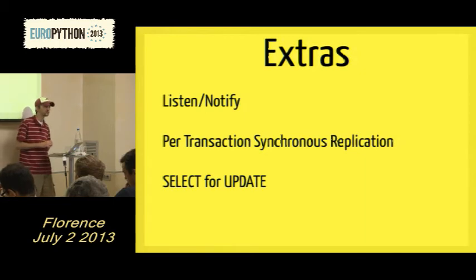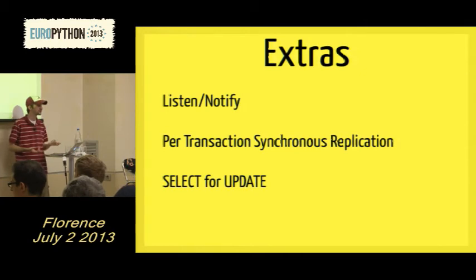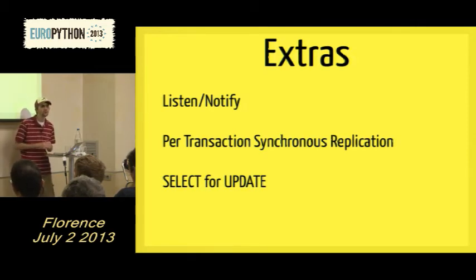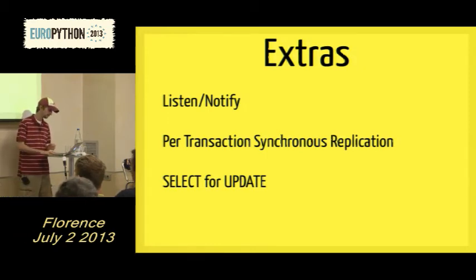Per transaction synchronous replication. So Postgres by default, its replication is async. If there's certain transactions you really care about, you can turn this on at a per transaction level. So if you don't care about users uploading their photos, but you care about purchases, you can make sure that's synchronous. And maybe it takes a little bit longer, but you're not going to lose your data. And then select for update. So if you know you're going to query some data just to update it later, select for update's a nice thing, so you don't have to go back out and get the lock later.